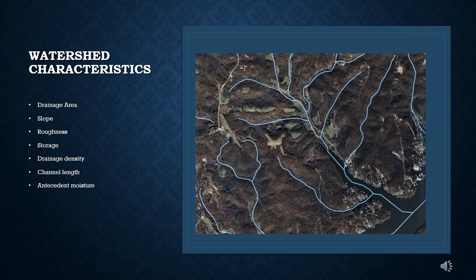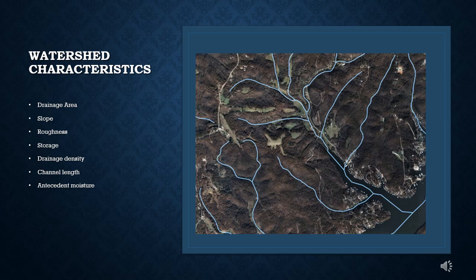Watershed characteristics include drainage area, and runoff depends on it. And we have slope. It affects the momentum of runoff and can trigger erosion and sedimentation. And we have roughness. The greater roughness can lower the peak discharge, and it will take longer to reach the outlet. And next we've got storage. If we have some sort of storage within the watershed, it will decrease the peak discharge.